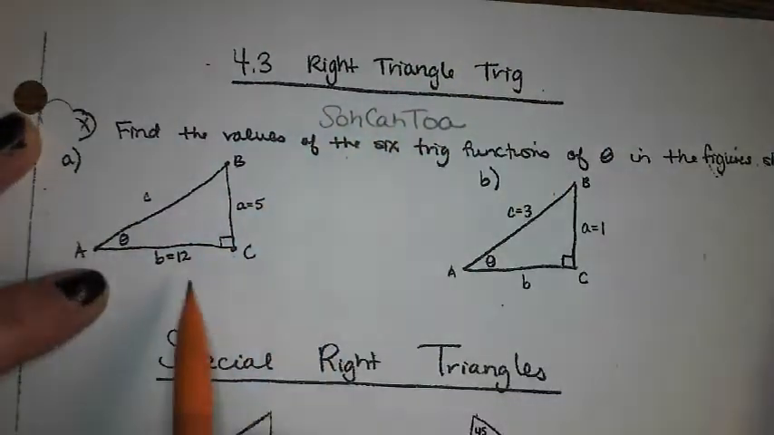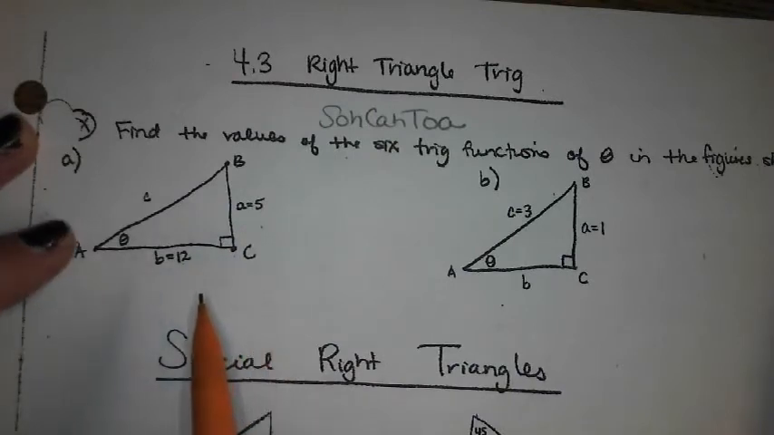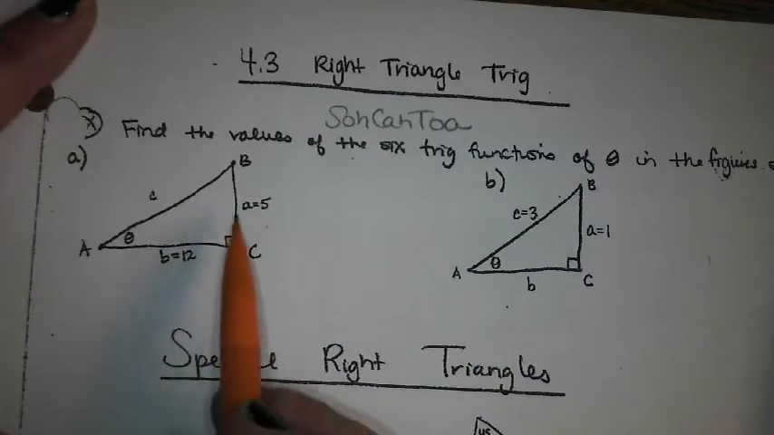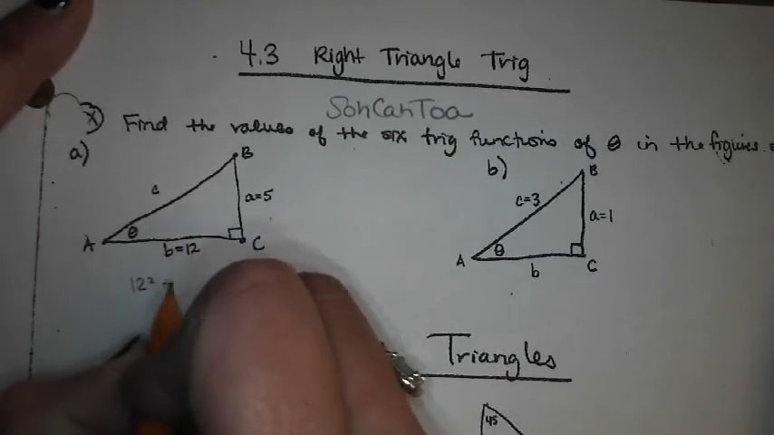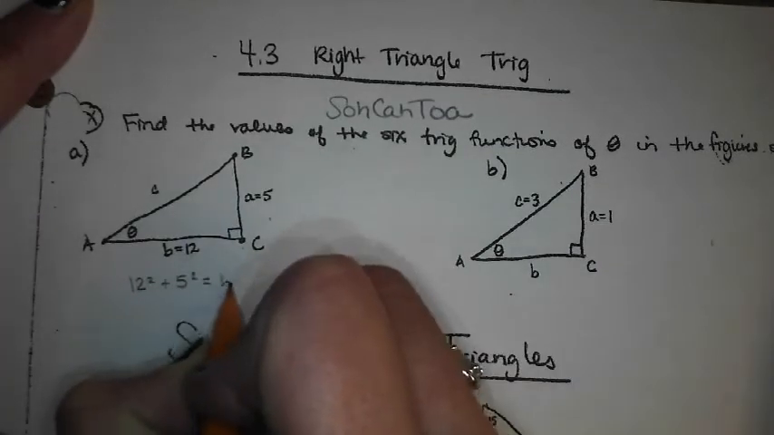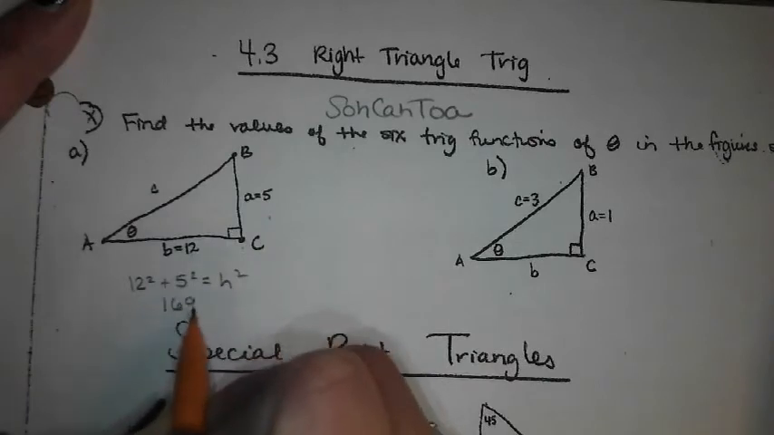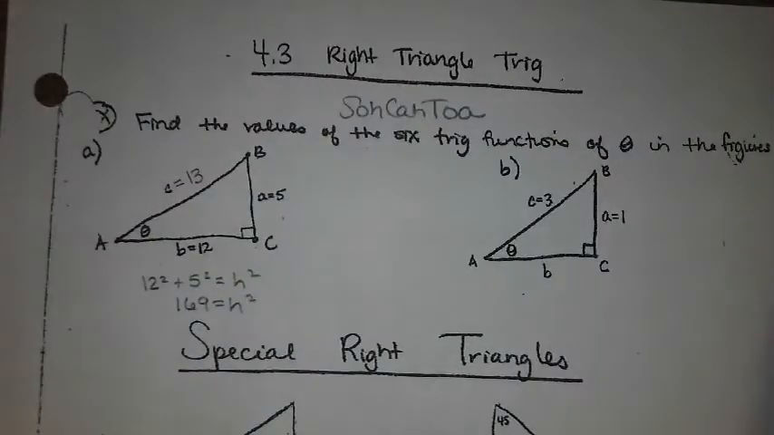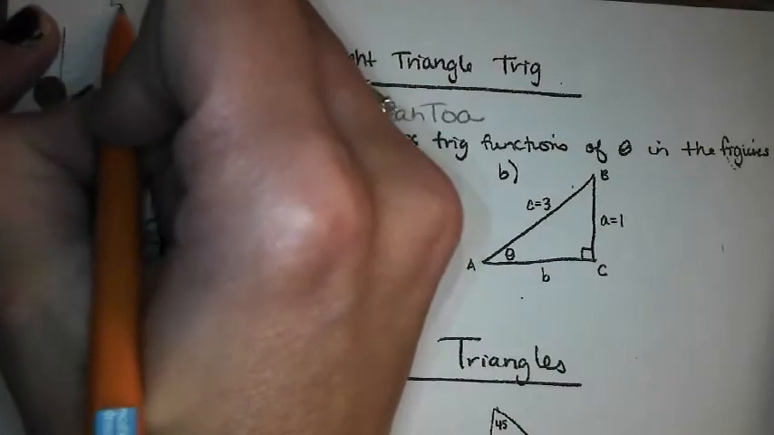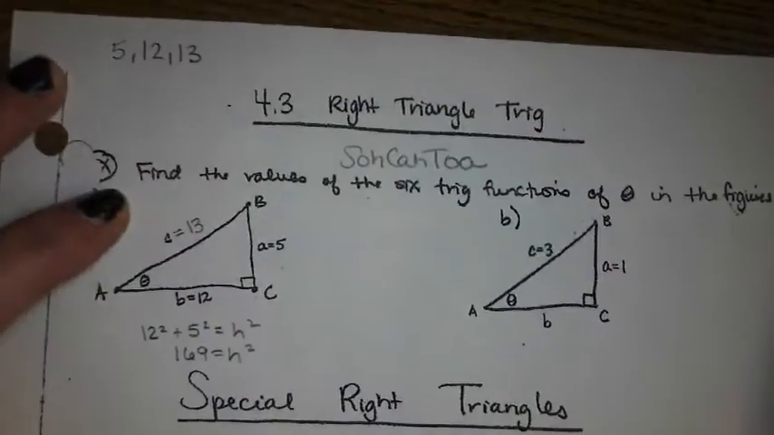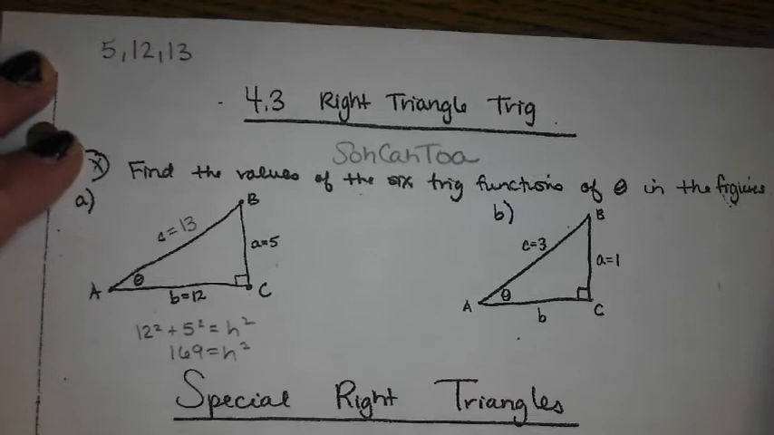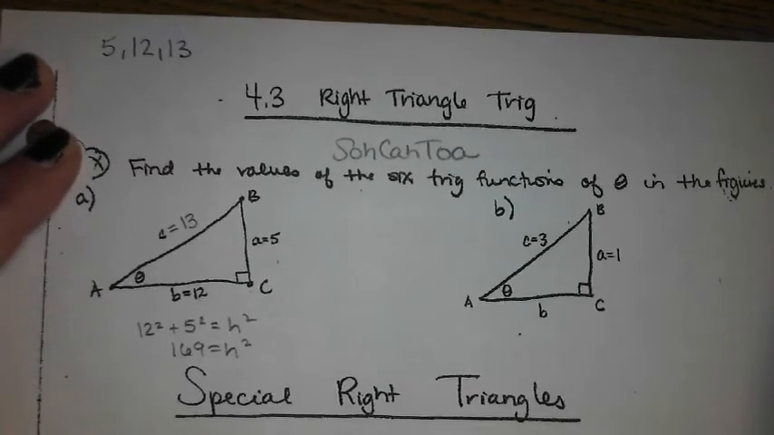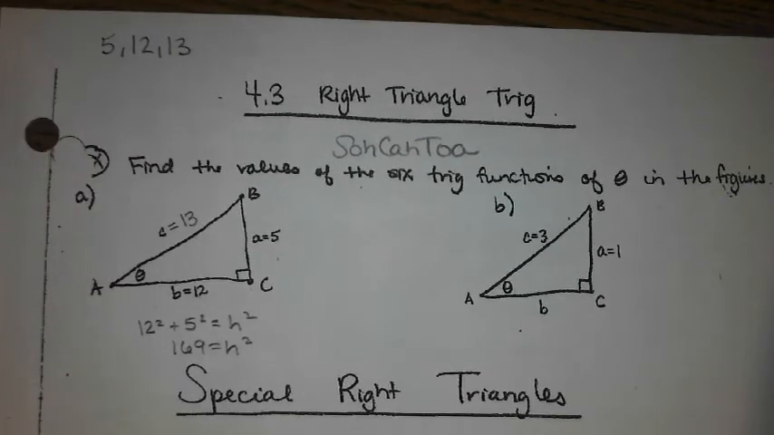How do we find the missing side? We've got a 12 and a 5. Pythagorean theorem, so 12 squared plus 5 squared equals hypotenuse squared. So that's going to be 169 equals h squared, so h is 13. There are certain Pythagorean triplets you should be familiar with. 5, 12, 13 is one of them. So if you see legs of 5 and 12, then there's 13 without even any thought.